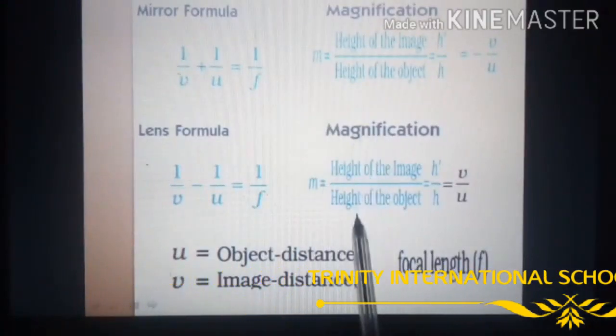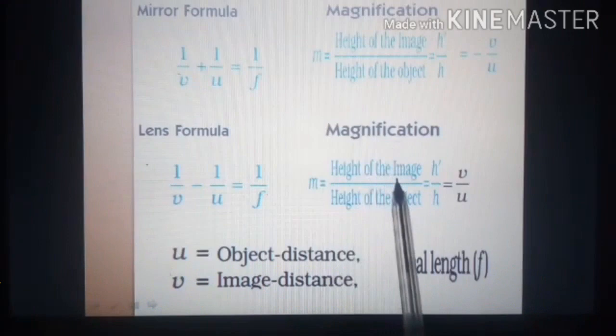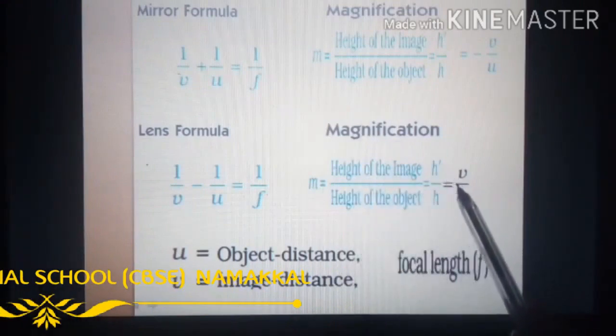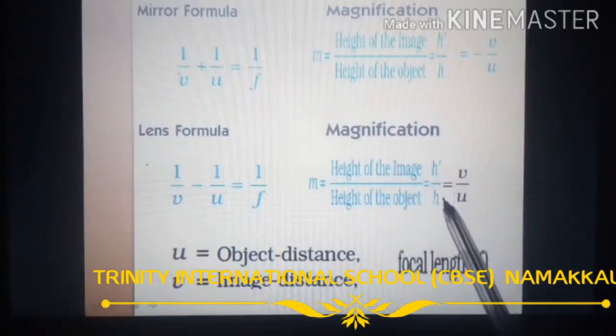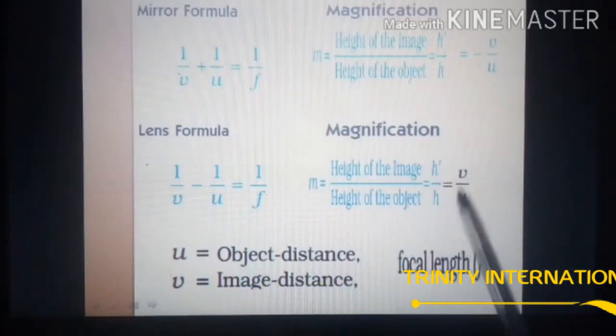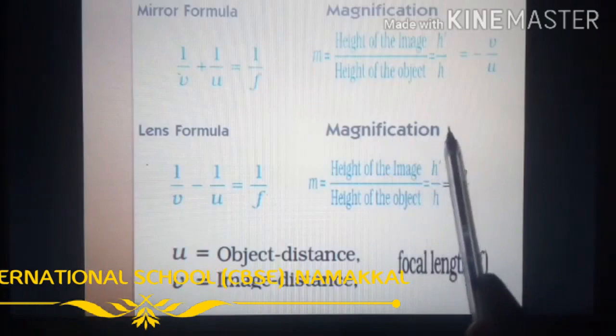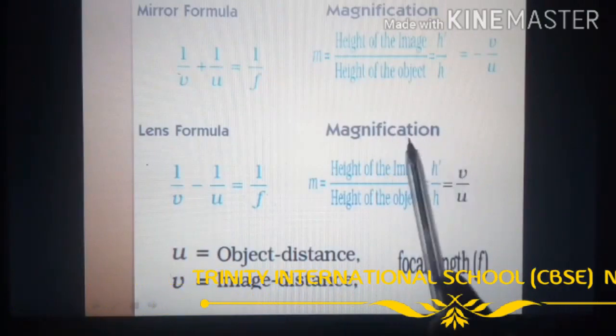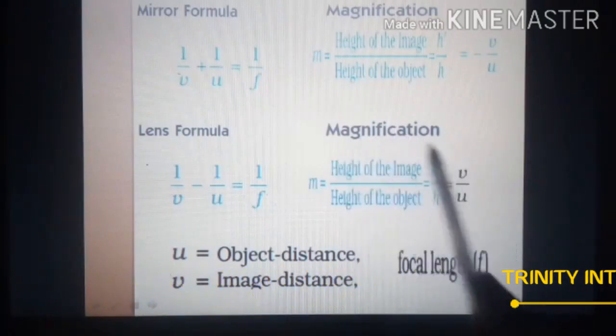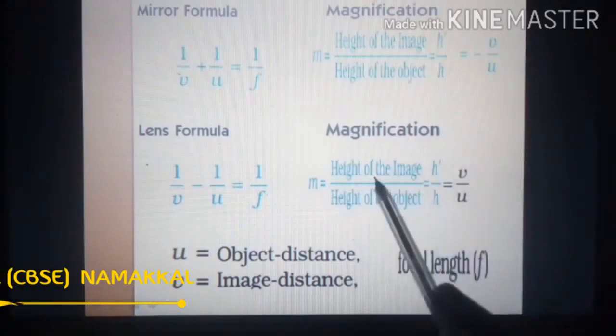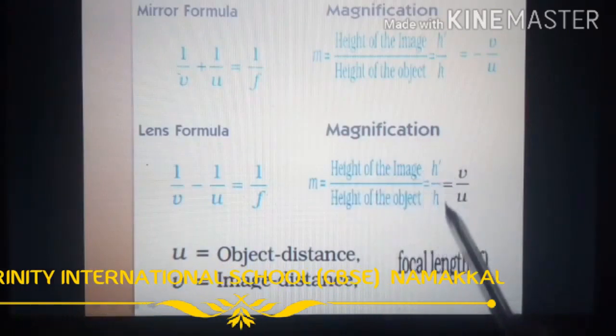Then the same for magnification. Magnification is nothing but how much the object can be magnified. So the image is a magnified image. Magnification means how many times bigger or smaller the image is compared to the object. So that is called magnification. It is taken as the height of the image by the height of the object, h dash by h.